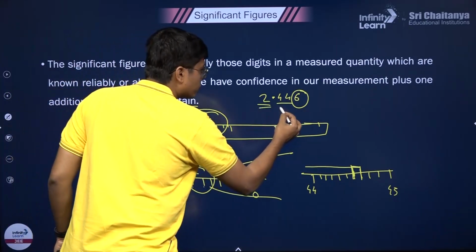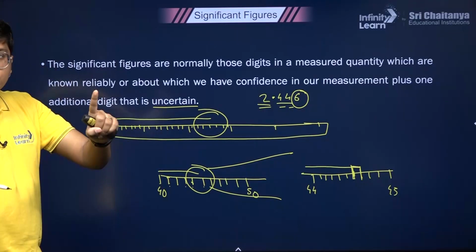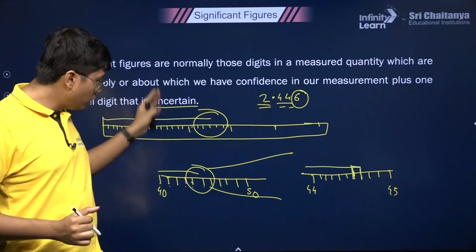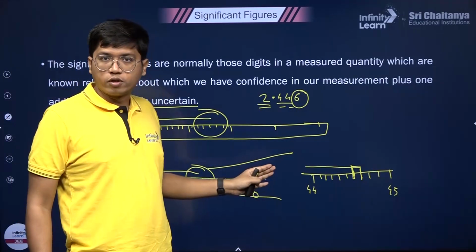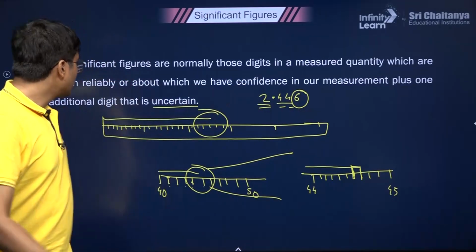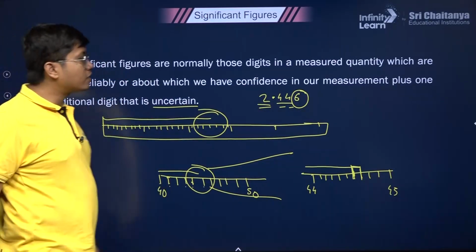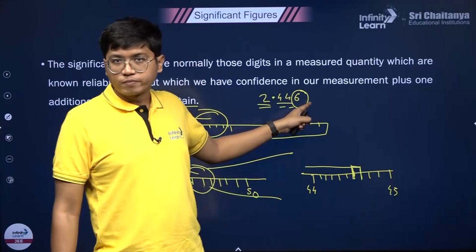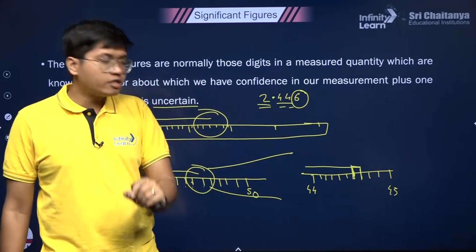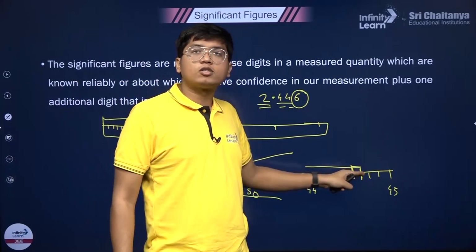Those are these 3. 1, 2, 3. We have confidence in that. We are 100% sure it's greater than 2, 100% sure it's greater than 44, plus one additional digit that is uncertain, that is the 6th digit over here. So the last digit is the uncertain digit because we are not sure whether it's 6 or 7.